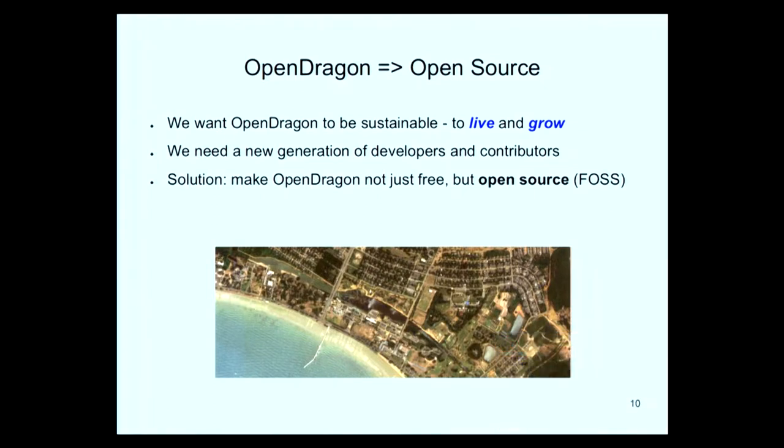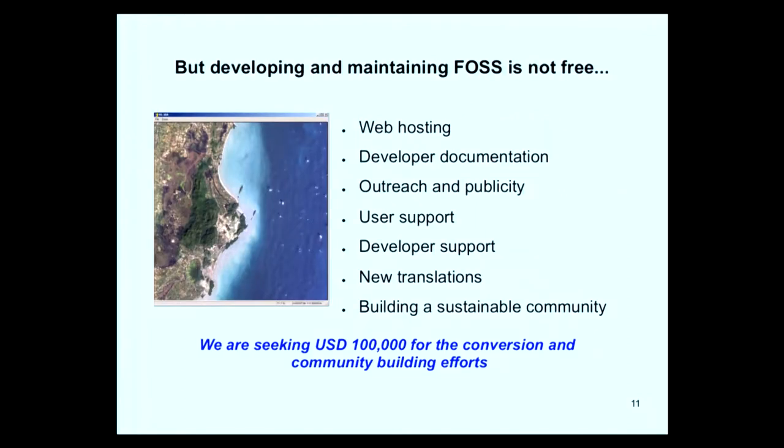We want OpenDragon to have a sustainable future. We want it to live and to grow. And we believe that just having the software be free is not enough. We believe that OpenDragon needs to be open source. However, developing and maintaining free and open source software is not by itself free.